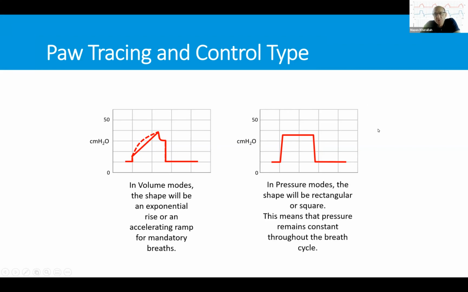On the right side, what you see is a pressure mode. You can see that pressure goes up to a certain level and stays at that level. The shape will be rectangular or square. This means that the pressure remains constant throughout the breath cycle. So the first thing is that you can determine what type of breath you're dealing with from the pressure tracing.